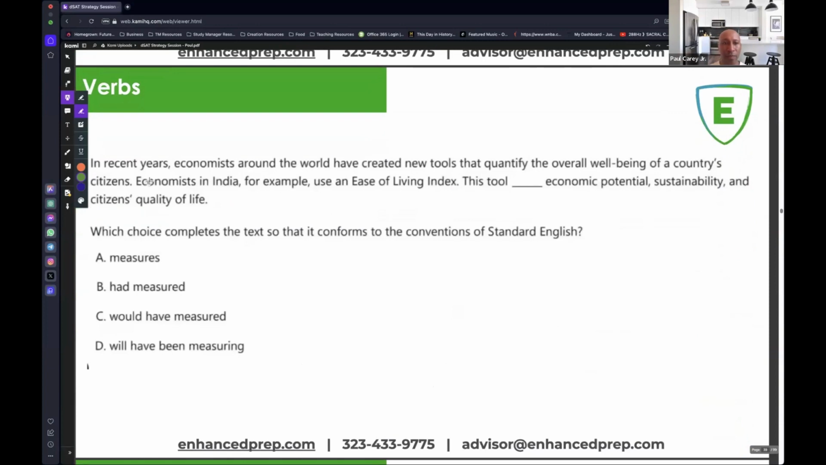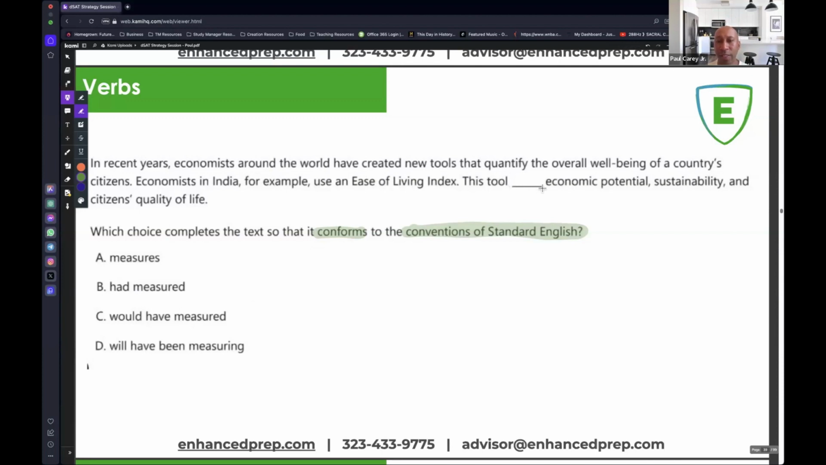So let's check out this one. As we see again, which one conforms to the conventions of standard English? The question does not change. However, the answer choices do. So let's check out the question. In recent years, economists around the world have created new tools that quantify the overall well-being of a country's citizens. Economists in India, for example, use an ease of living index.